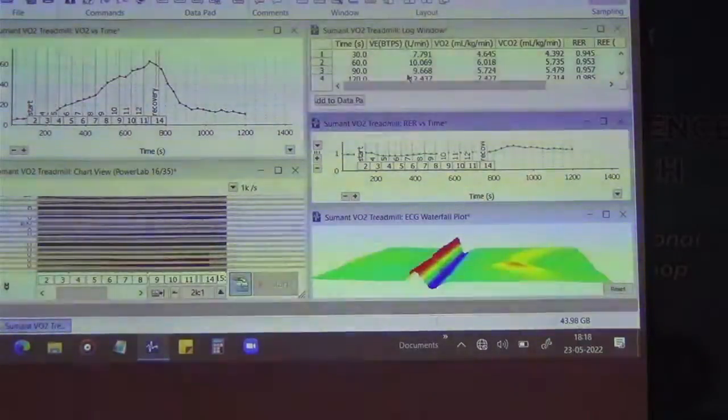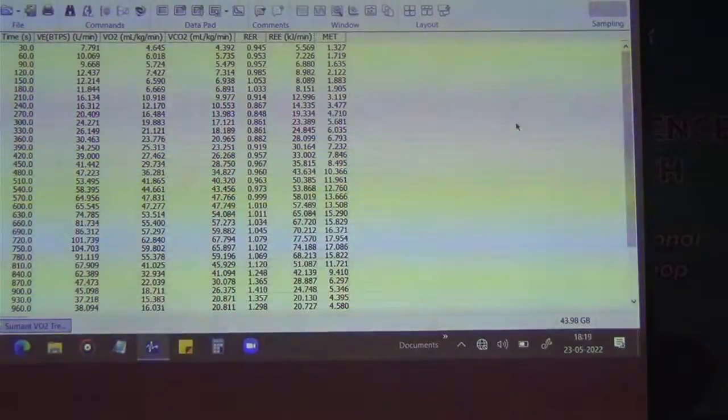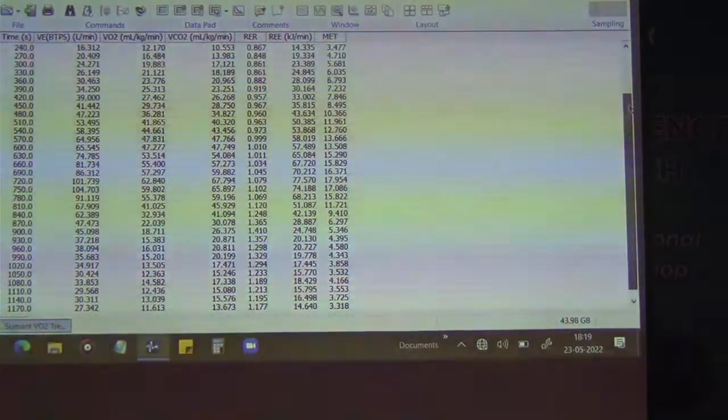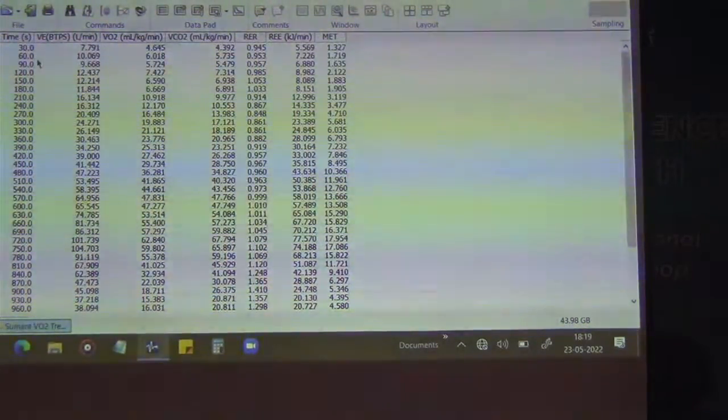And if you want to see the raw data and the table, you see something like this. So all the values are tabulated. You can get the point, whichever you think is the VO2 max, you can easily get it from here.